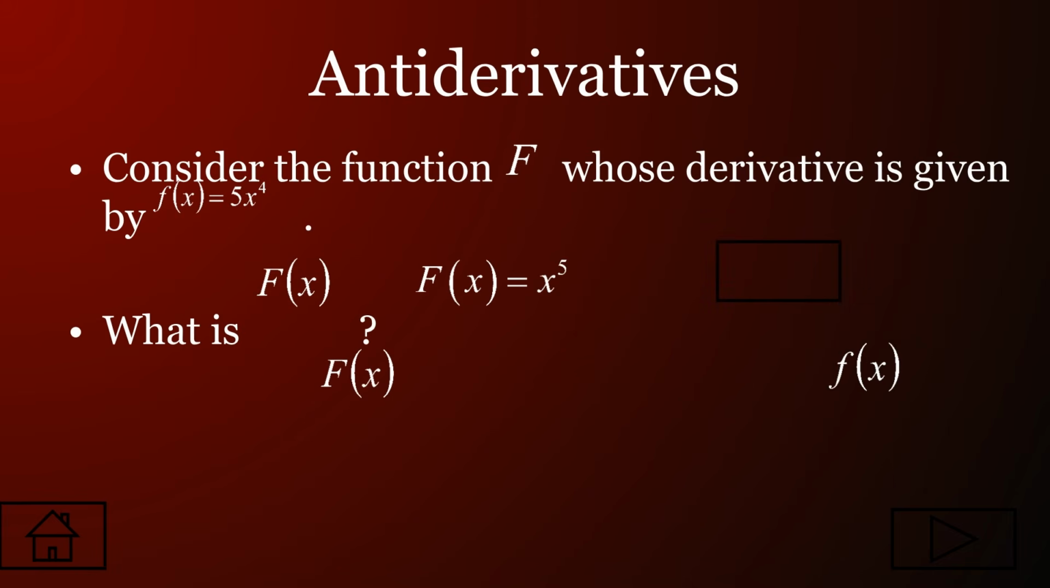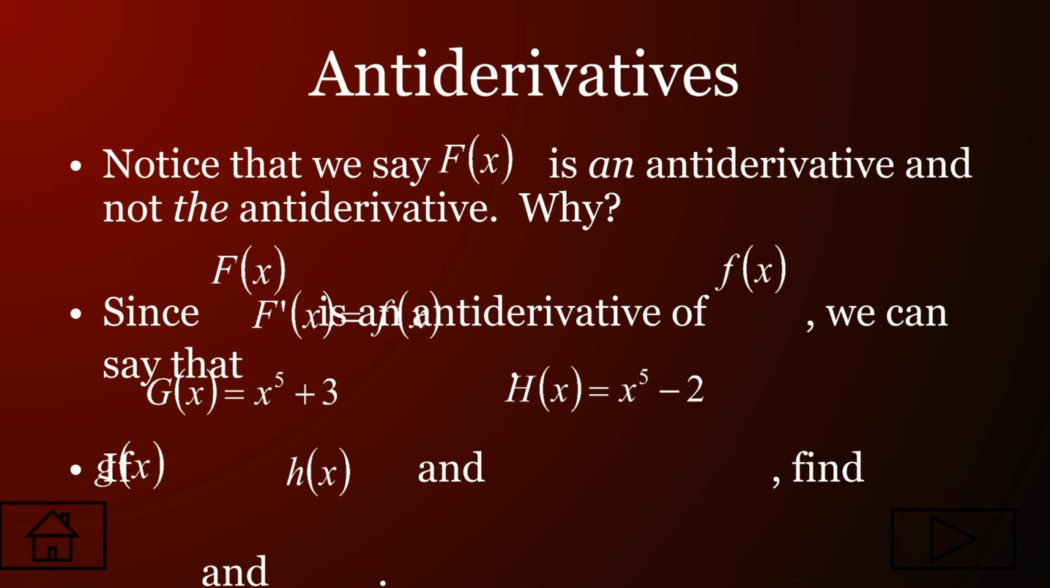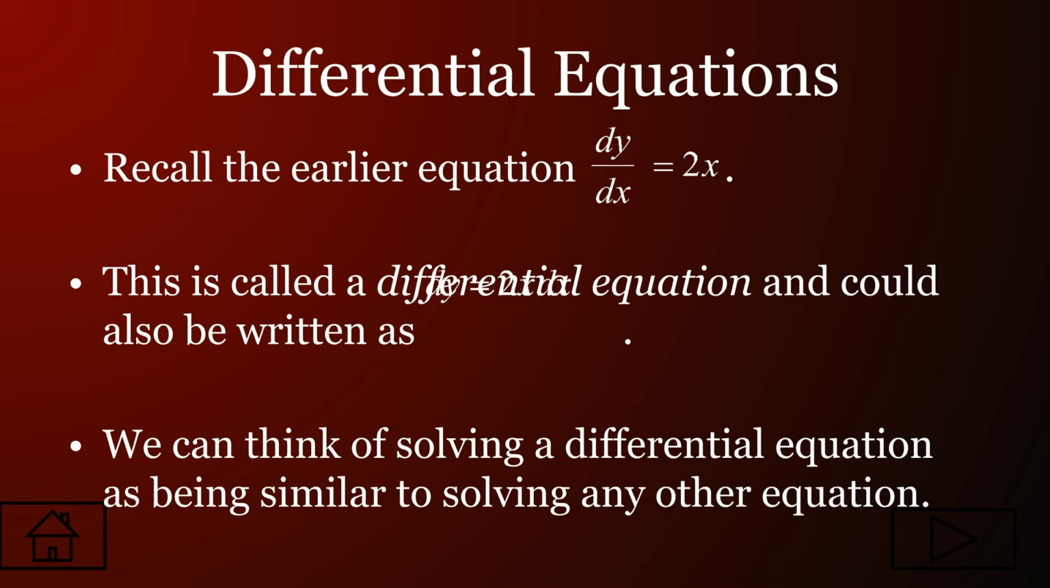We say f of x is an antiderivative of f prime of x. We say an antiderivative, not the antiderivative, because of the constant of integration. We can say that f prime of x plus a constant equals f of x. Try to find the antiderivatives for the given equations. Recall the equation from the review.